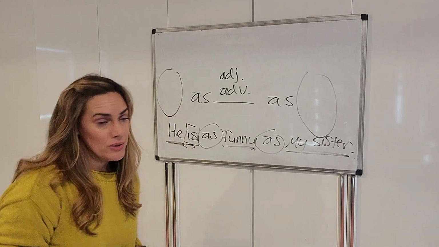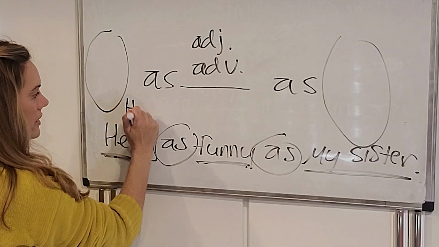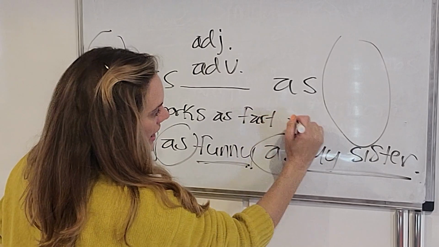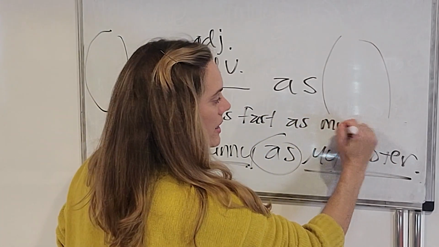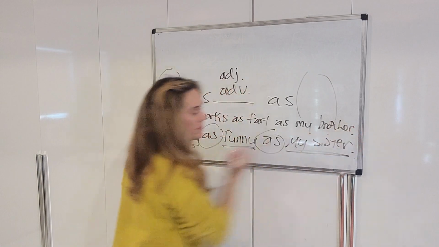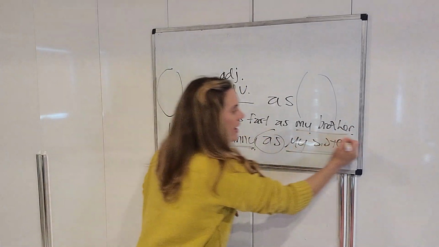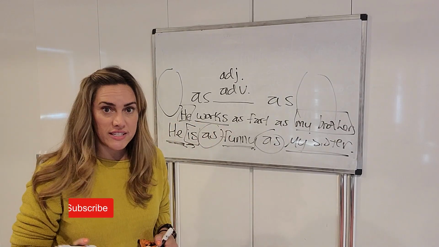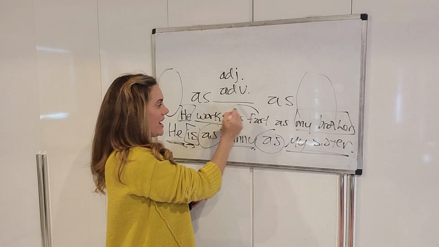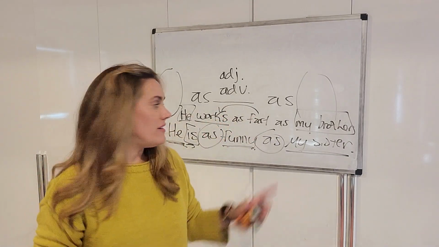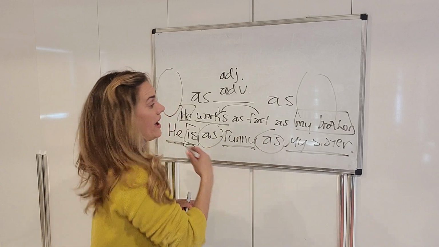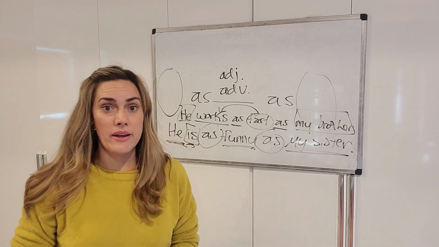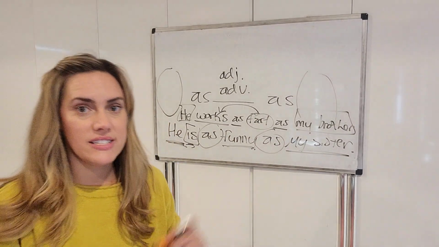You can use an adverb too. He works as fast as my brother. So here I'm comparing he and my brother, and I'm using the verb works this time. Why? Because adverbs describe verbs, right? How fast does he work? As fast as my brother. So here's the adverb describing how he works. He works as fast as my brother.